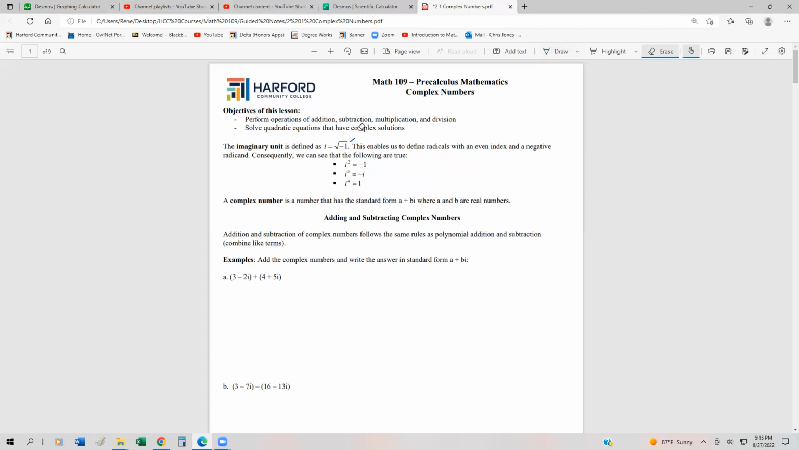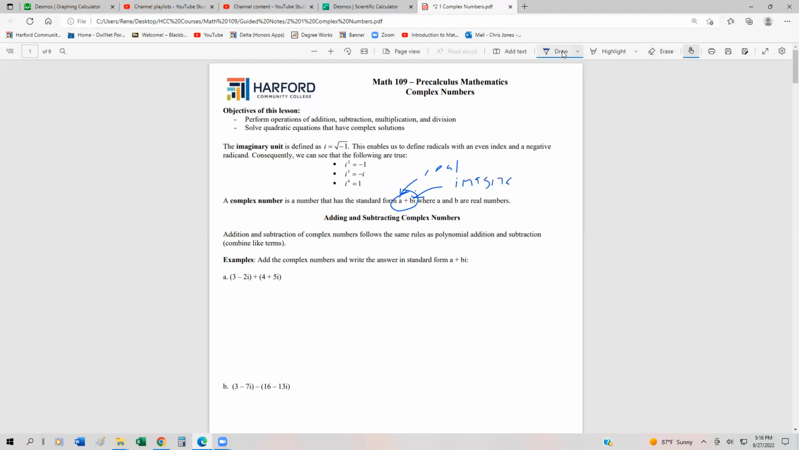An imaginary number is any number that has an i in it. A complex number has this form, a plus bi. We have a real part, which is the a, and then the bi is the imaginary part. So we have both real and imaginary parts for complex numbers, and that's going to be our goal in this section, to be able to work with those.